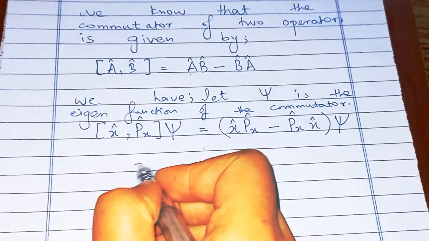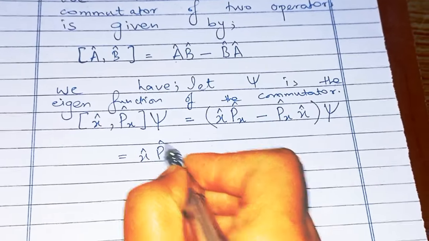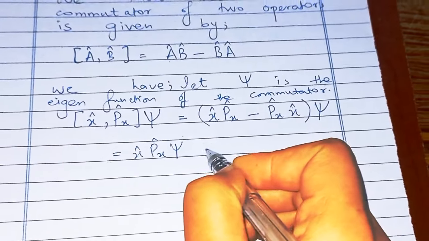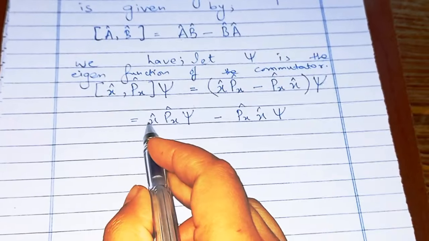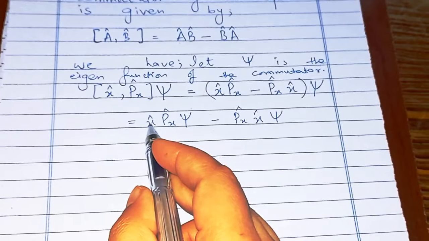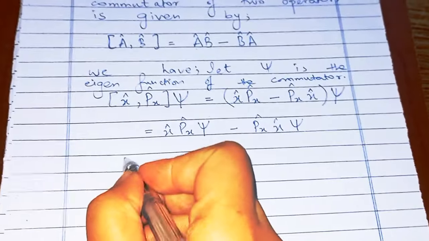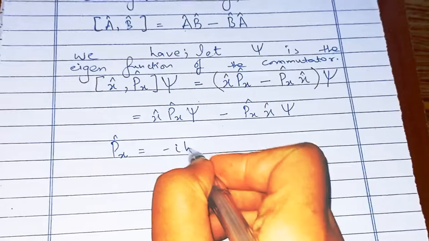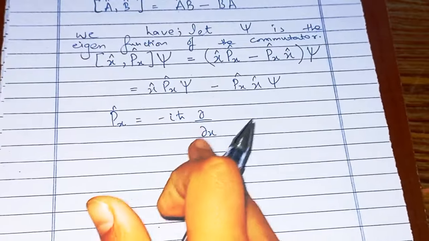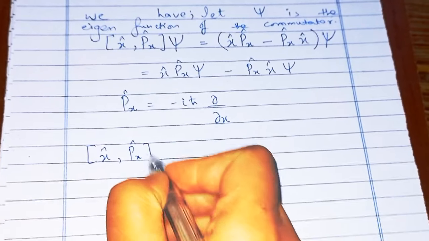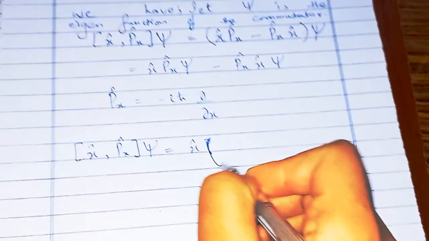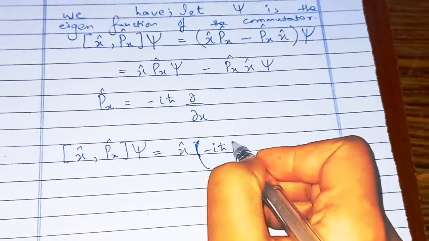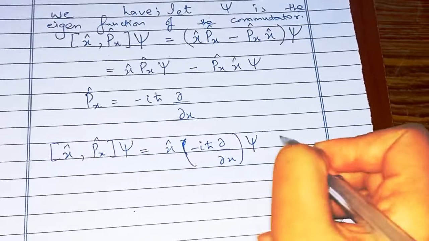So let's simplify it. We have x operator px hat multiplied by psi, so psi will appear on the right hand side. px x hat applied on psi. Now what is the x operator and what is the px operator? The x operator is simply x, but the px operator is actually equal to minus i h-bar partial by partial x. So let's put this value into this expression. x operator, px operator, psi, that is equal to x operator, in place of the px operator we'll be writing minus i h-bar partial by partial x times psi.